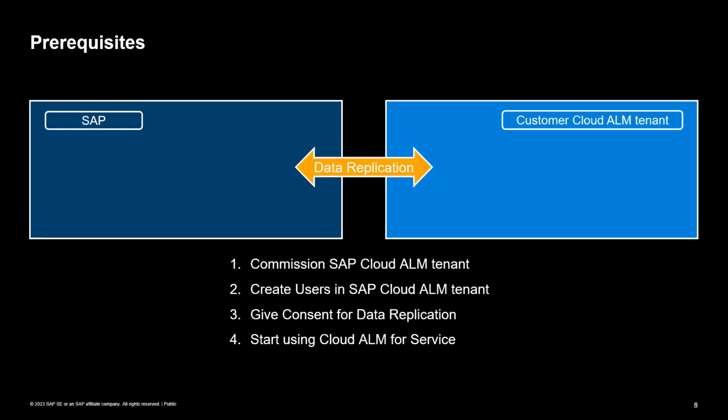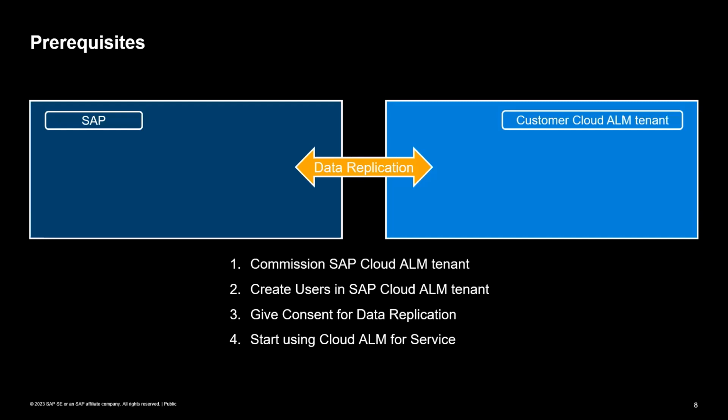If the customer decides to use Cloud ALM for Service, they have to decide basically per tenant: do we want to have the data replication active, yes or no? Customers who have more than one customer number with service contracts can, in theory, and also in reality, have several Cloud ALM tenants and can give data replication consent in each of these tenants. However, per eligible customer number, we request that the consent is given only in one tenant.